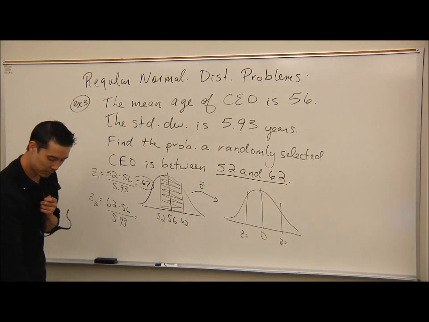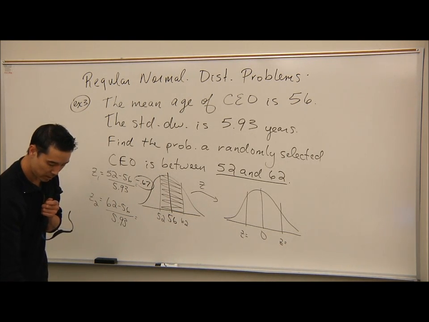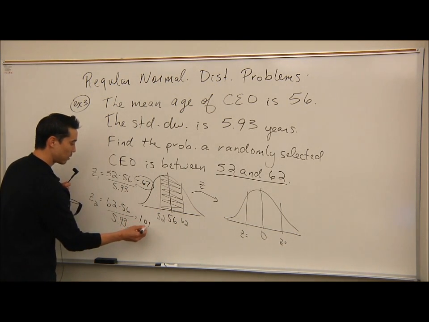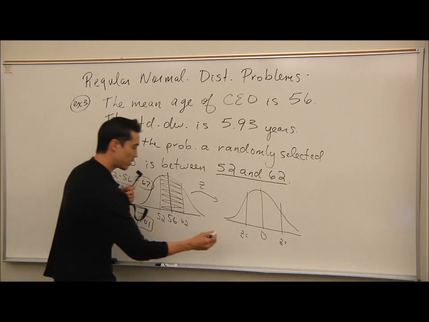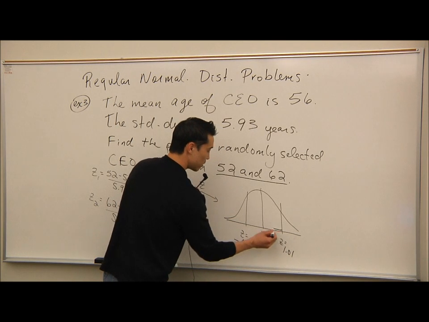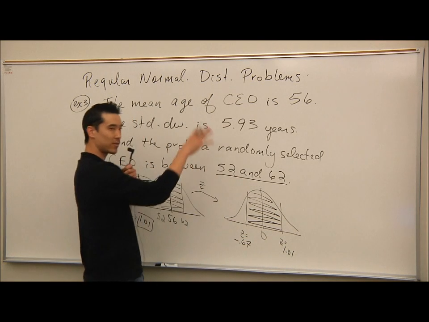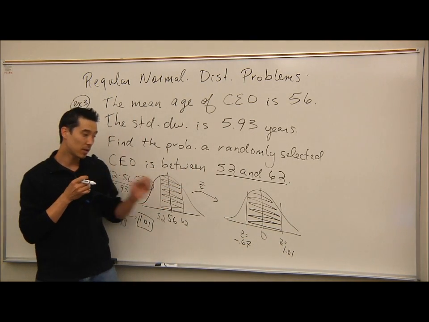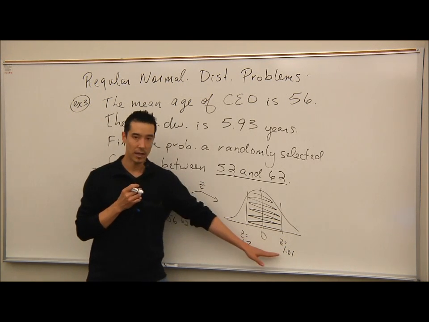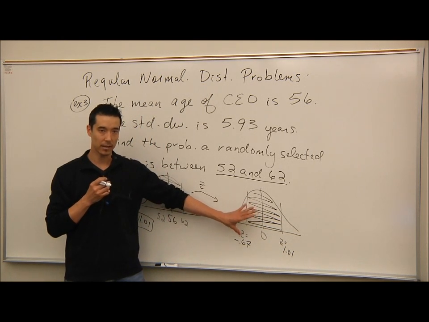On the second one, I have 62 minus 56 divided by 5.93, and I'm going to get 1.01. So when I come over here, it's negative 0.67 and 1.01, and it's the area between those. Now, after I've spent 5 minutes setting this up, the problem is just like last lecture. Find the area between z equals negative 0.67 and z equals 1.01. Again, I told you last class, you have to be able to get any area that's asked.